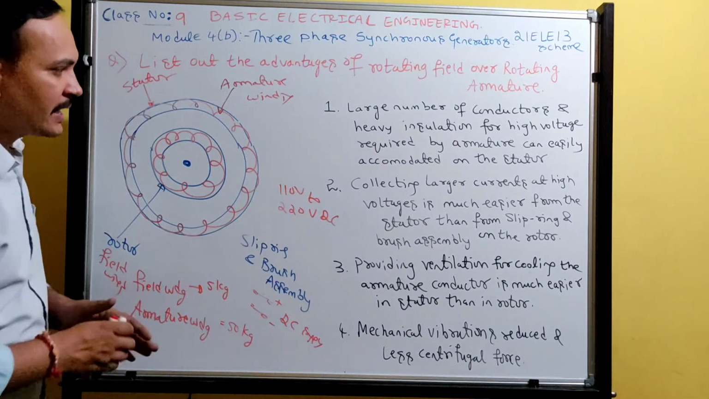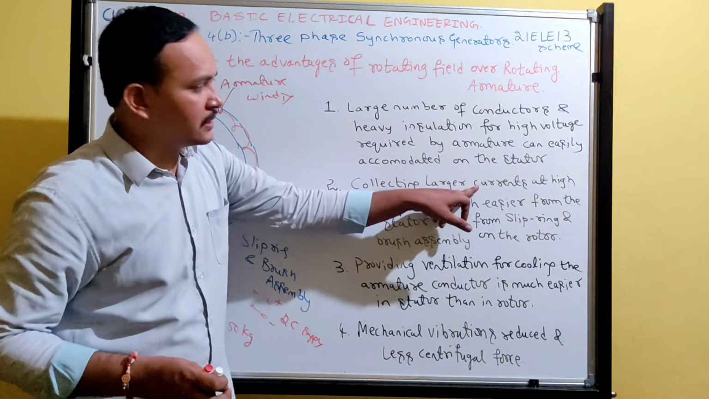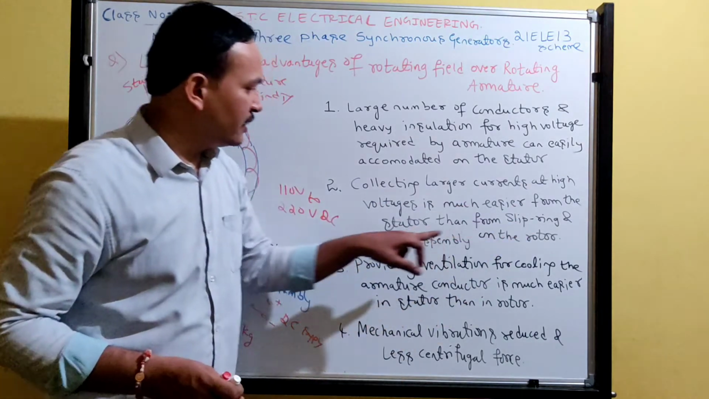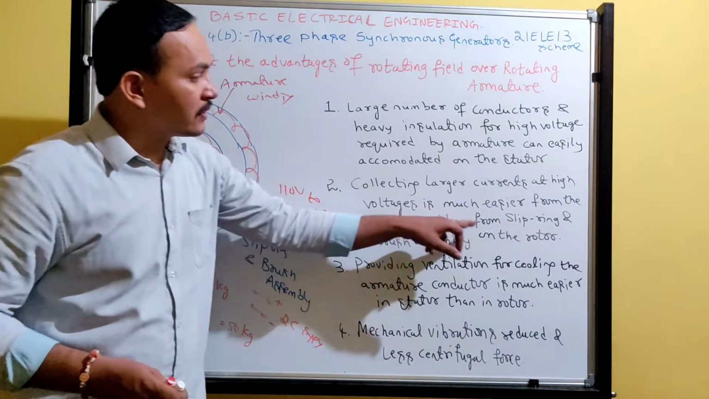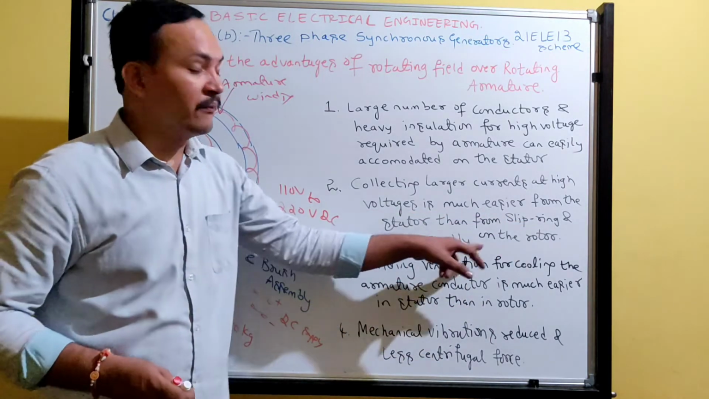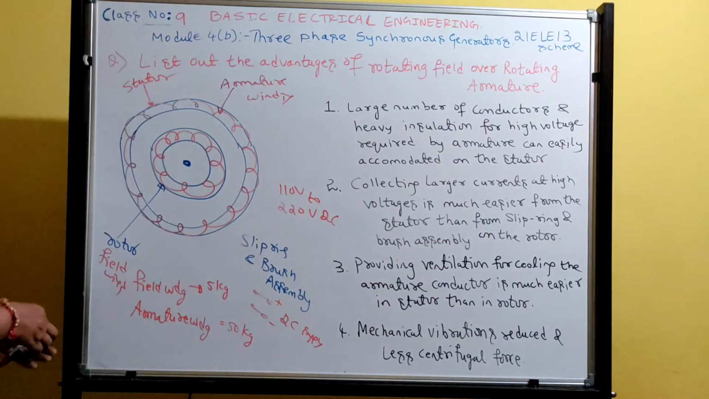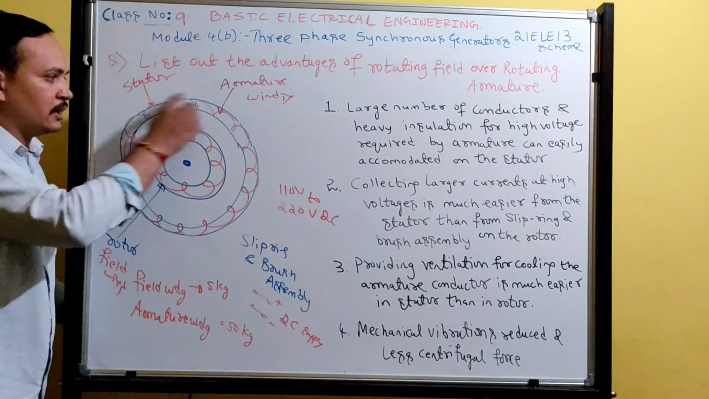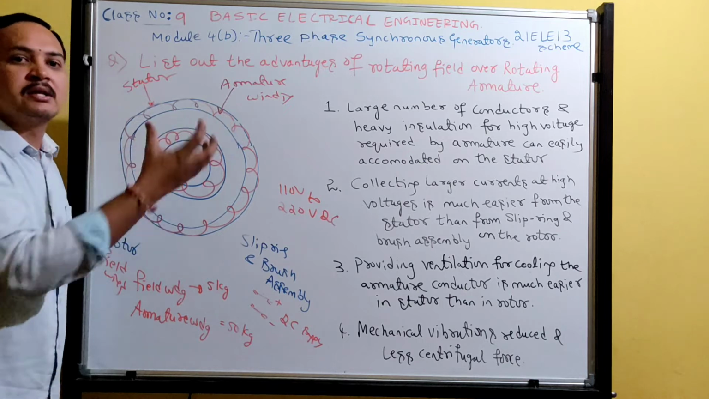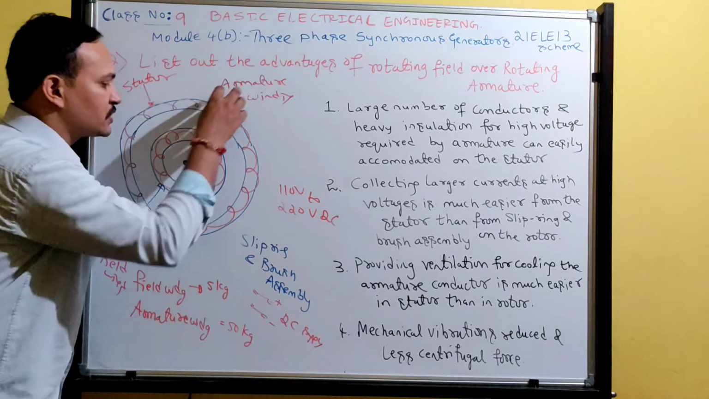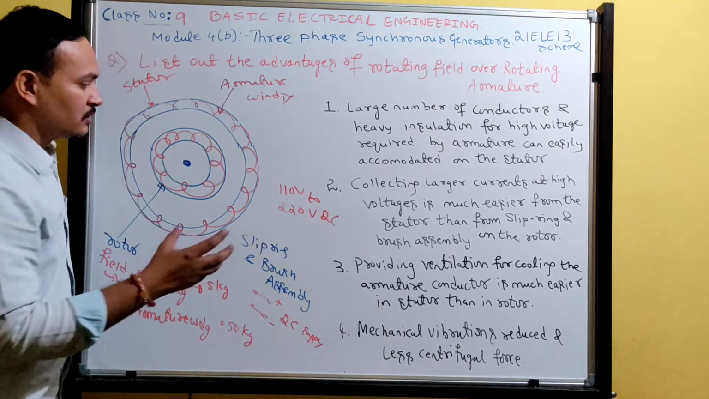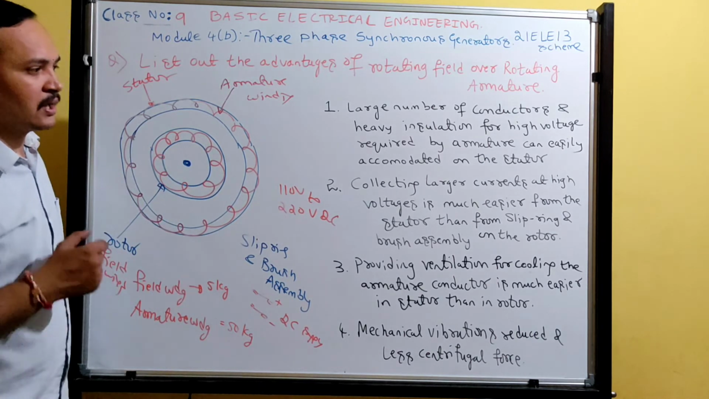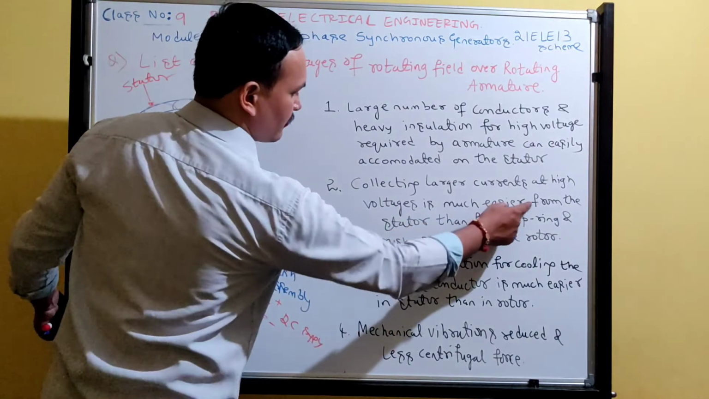First advantage. Second advantage: collecting larger currents at higher voltages is much easier from the stator than from the slip ring and brush assembly on the rotor. See, it is going to develop higher voltage. I can easily collect it because the stator is stationary, it is not running. Suppose I place this winding on the rotor, you must use 3 slip rings, and it is very complex, very difficult.